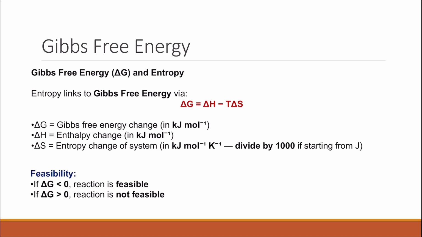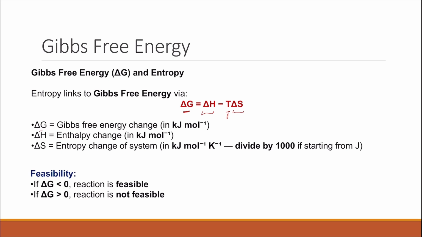Gibbs free energy is what we use here to judge whether a certain reaction is going to be feasible or not. So Gibbs free energy links the enthalpy change with the entropy change, so it accounts for both. Not only the enthalpy change is responsible for whether a reaction is going to take place or not, but also the entropy change. So Gibbs free energy, which is delta G, equals delta H, the enthalpy change, minus T, the temperature of this particular reaction in Kelvin, multiplied by delta S, the entropy change.